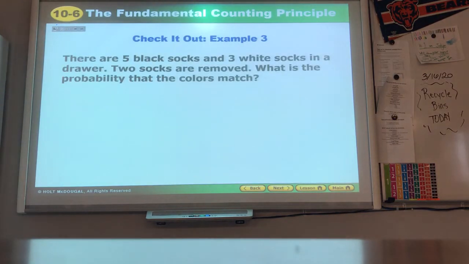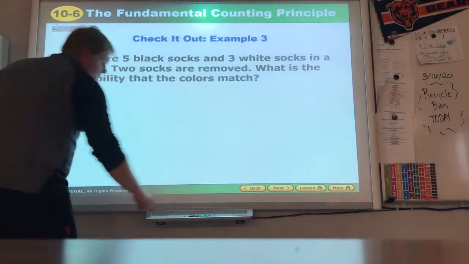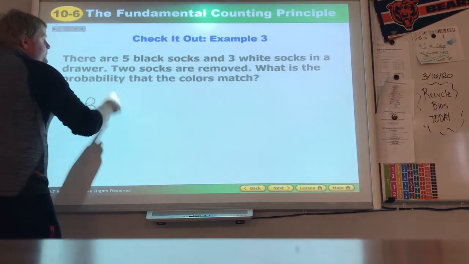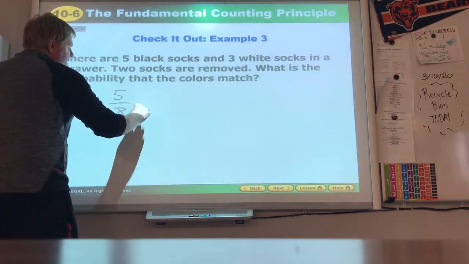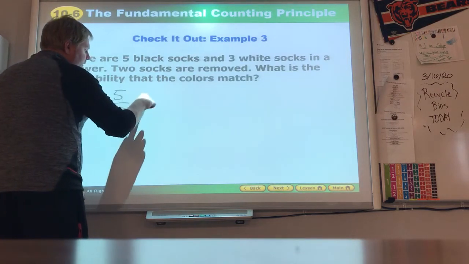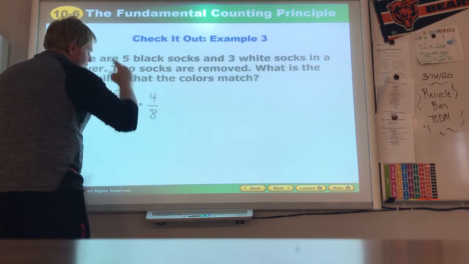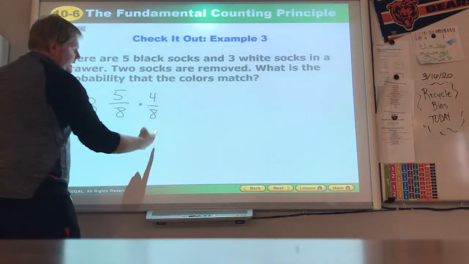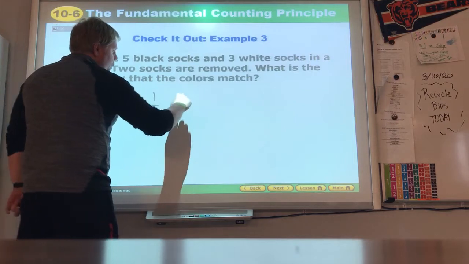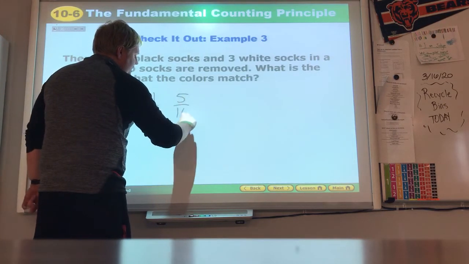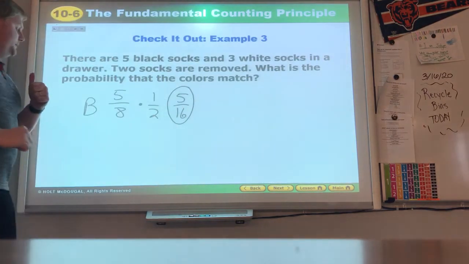All right, there are 5 black socks and 3 white socks in a drawer. 2 socks are removed. What is the probability the socks will match? So for our black socks, we have a 5 out of 8 because there were 8 total socks. Yay, we get the sock that we want. Now we have a 4 out of 8 chance, or 4 out of 8, there's another way of writing that, 1 out of 2. There's a 5 out of 16 chance of getting a black sock. That's one of the possibilities.